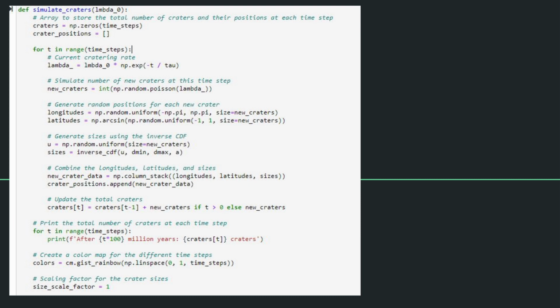My main lunar crater simulation has multiple components. First, I generated a cratering rate lambda based on exponential decay. Then I generated random latitude and longitude for each new crater. I generated the size of the crater using the inverse CDF, which is a sampling technique. It has 10 time steps and spans over 2 billion years, with each time step representing 200 million years.